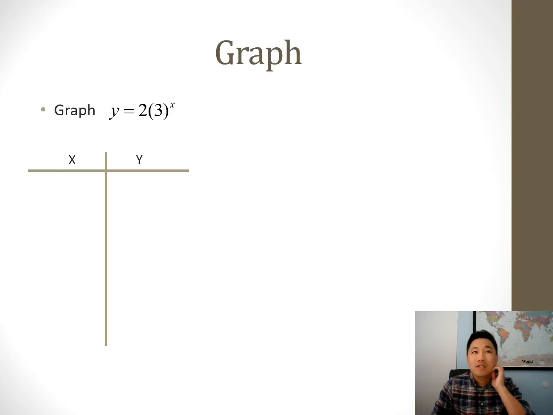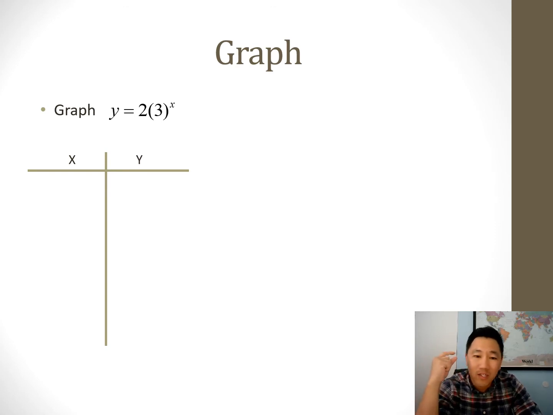7.1 Growth and Decay. We're going to start this brand new chapter with exponential growth and exponential decay. Let's start by doing our basic graphing. Here we have a graph, y equals 2 times 3 to the x power. The new thing that you should be seeing is that the x is in the exponent, and so this is what the whole chapter is about.